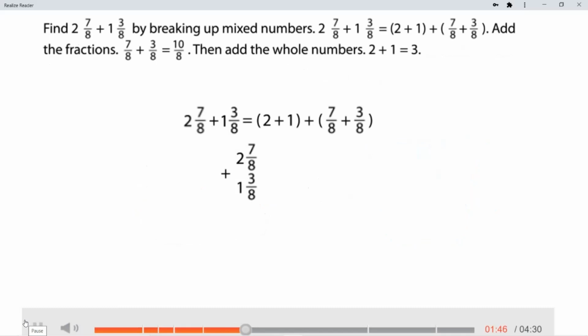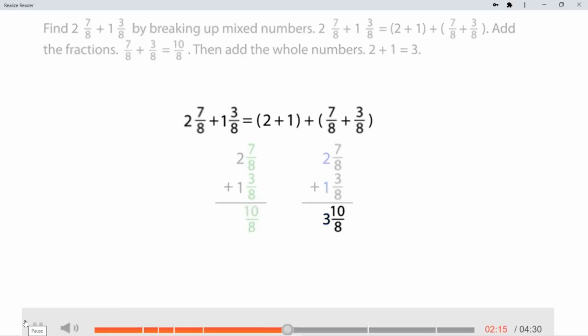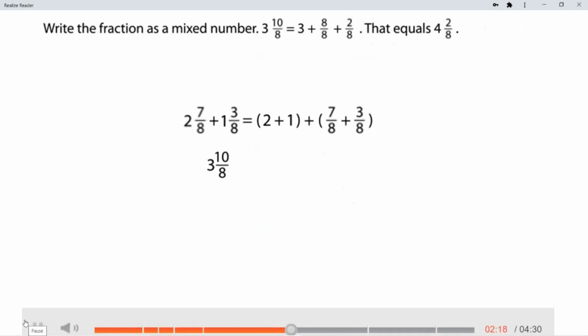Find 2 7/8 plus 1 3/8 by breaking up mixed numbers. 2 7/8 plus 1 3/8 equals the sum of 2 plus 1 plus the sum of 7/8 plus 3/8. Add the fractions. 7/8 plus 3/8 equals 10/8. Then add the whole numbers. 2 plus 1 equals 3. Write the fraction as a mixed number. 3 10/8 equals 3 plus 8/8 plus 2/8. That equals 4 2/8.